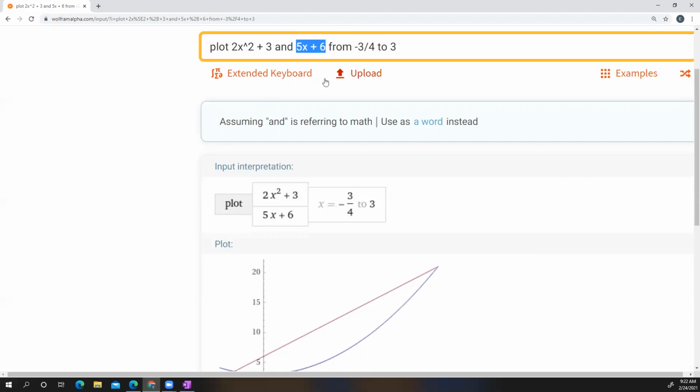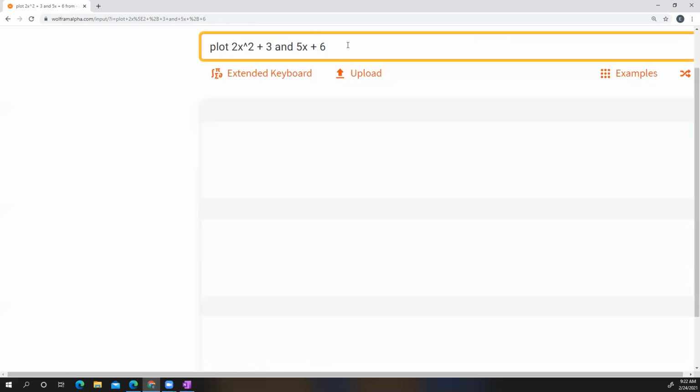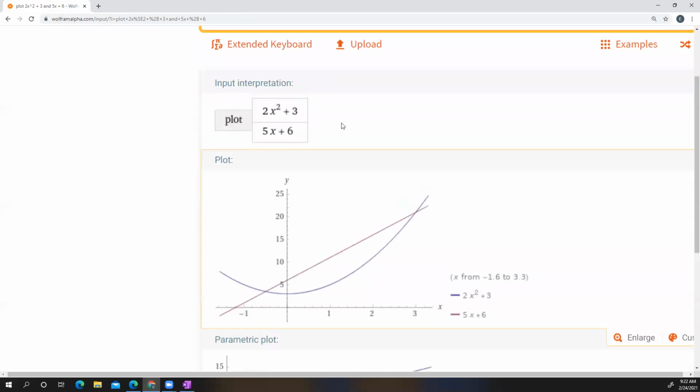So now, the next part of this example. Let's zoom out. I'm going to remove this part from -3/4 to 3. The next part of the problem wants us to determine where this expression is less than or equal to this expression. So let's just plot that first and go back to the main plot.